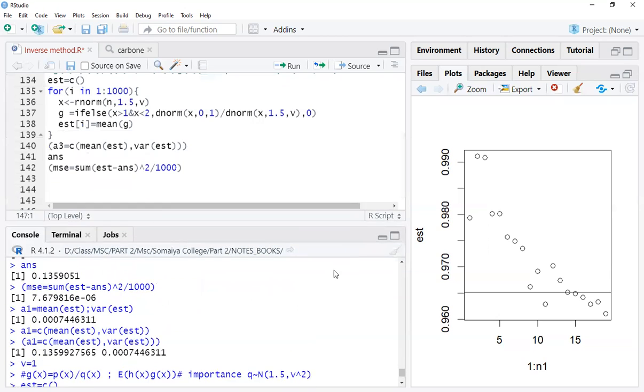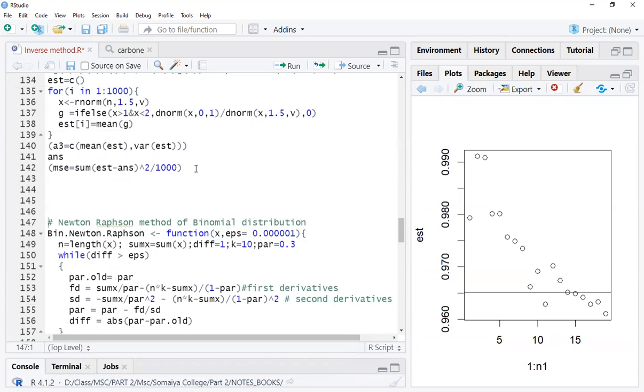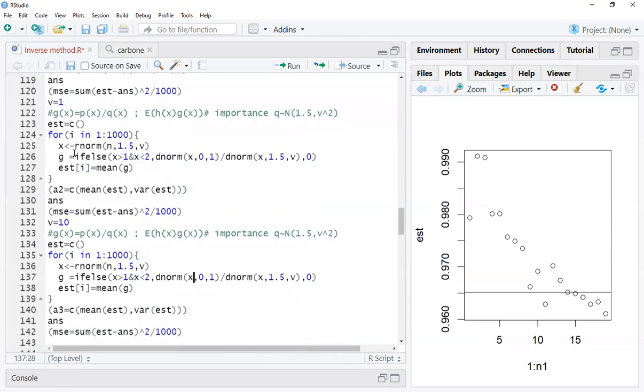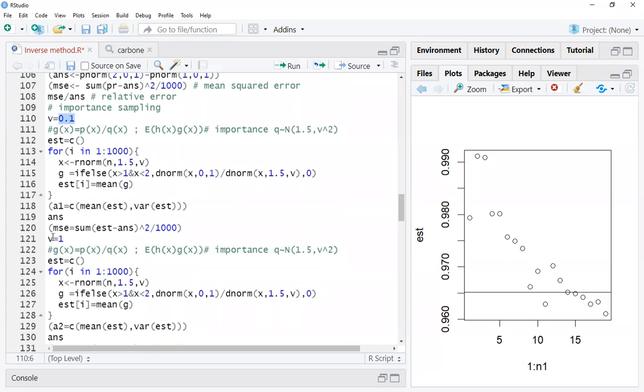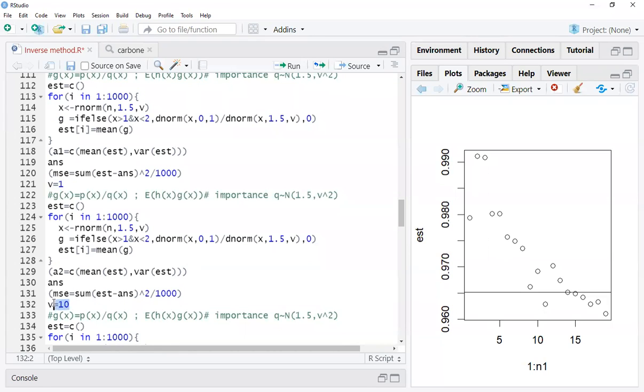Fine, no problem. You can just go through this code once again. And out of these three, when you consider different variances, which estimator is better out of these three, you can try to understand using this particular code. And tell me in the next class which one is better. So here we have used importance sampling, but there is no derivation part here.